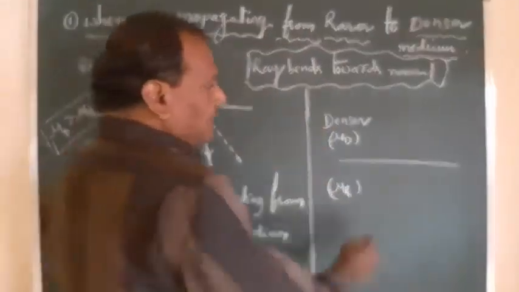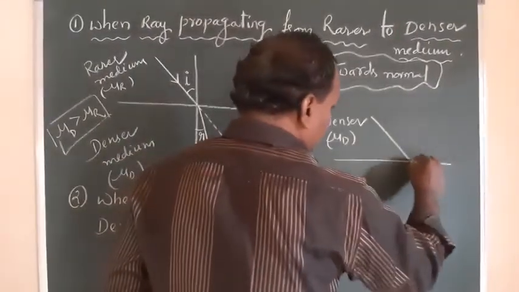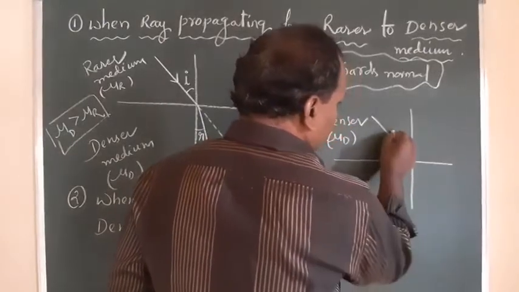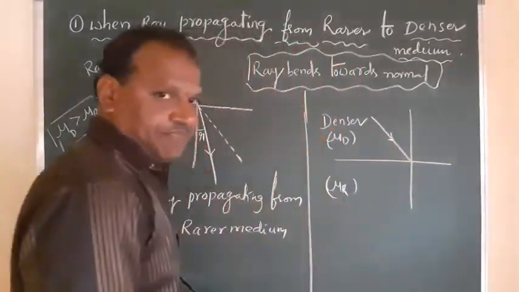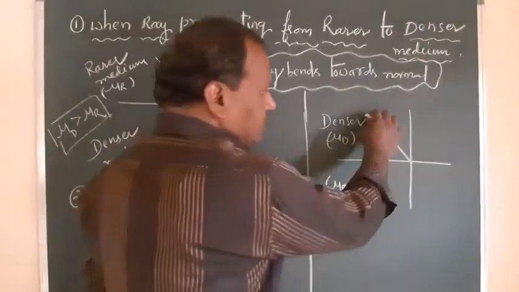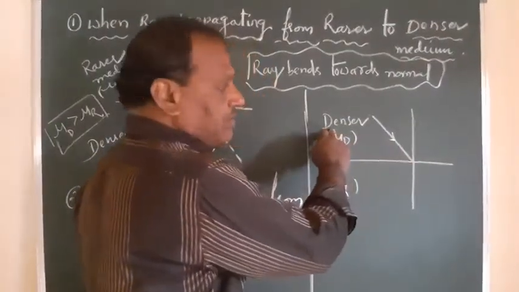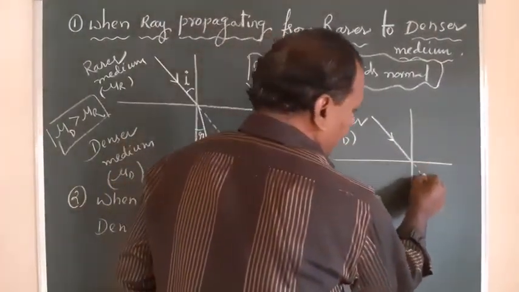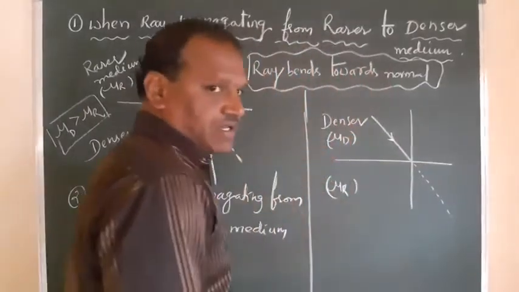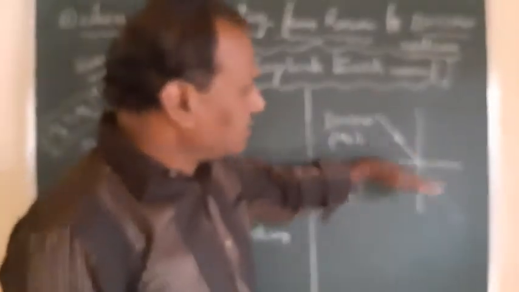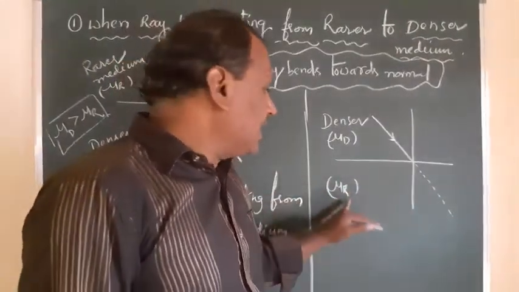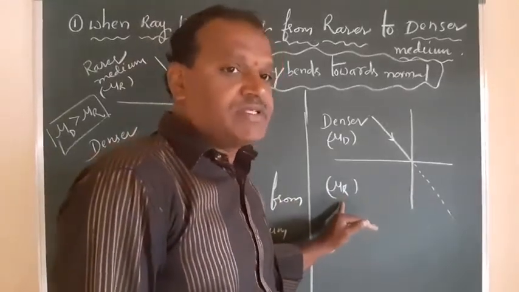So now the ray is propagating from denser to rarer medium. This is the incident ray. In which medium is the incident ray? Denser medium, and it is propagating into rarer medium. It is crossing this interface and moving into another medium which is having less density, the rarer medium.